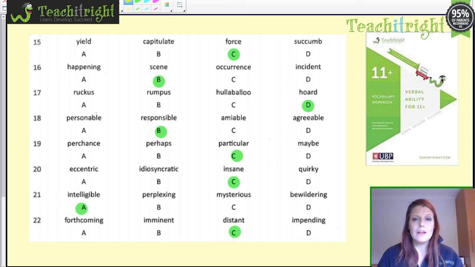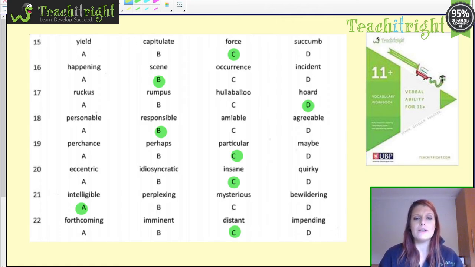18, these other words mean friendly, a way of describing somebody who is friendly. 19, perchance, perhaps, and maybe are all synonyms. So particular is the odd one out. Now 20 is insane. The other words are synonyms of each other.